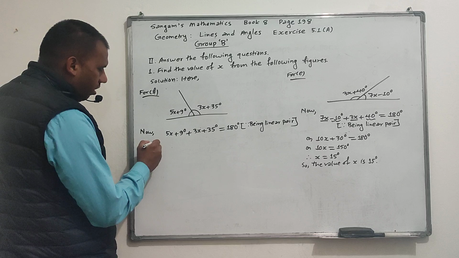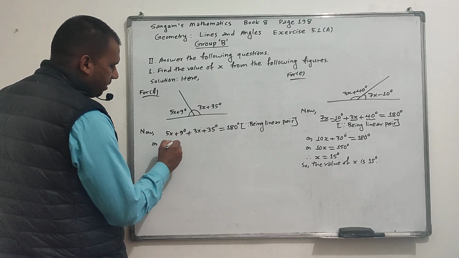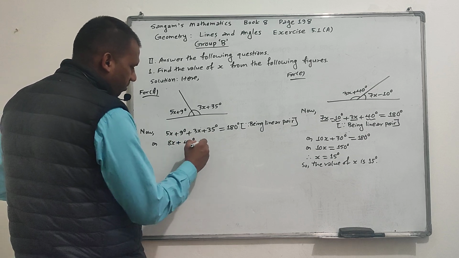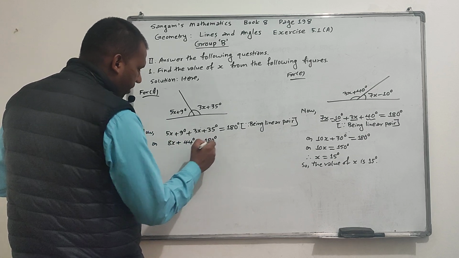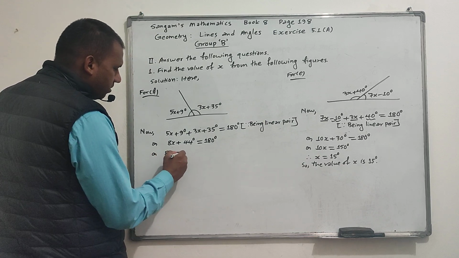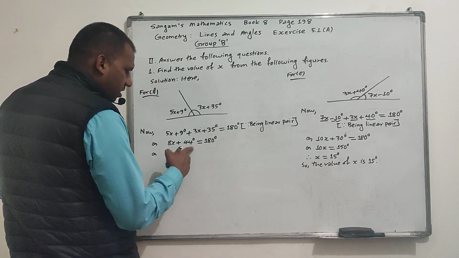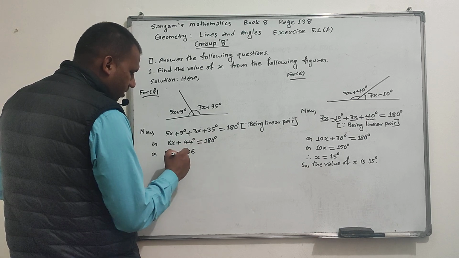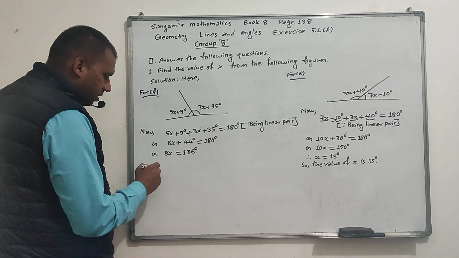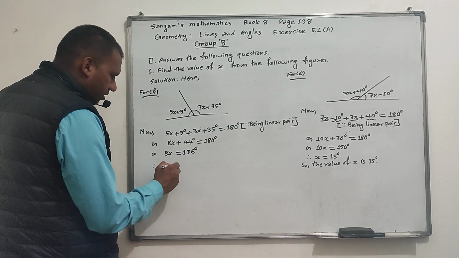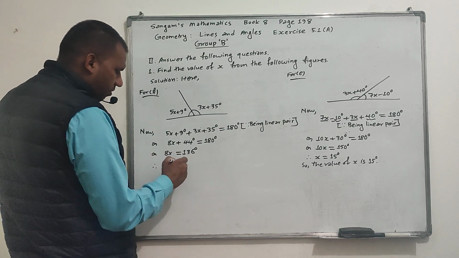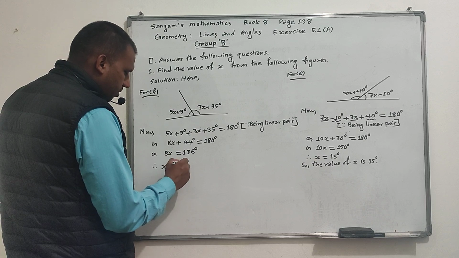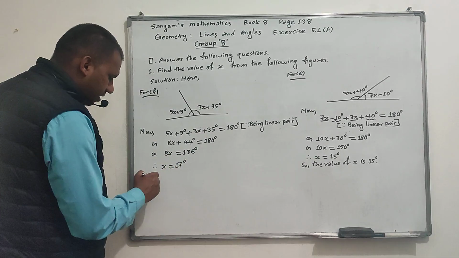pair. Or 5x plus 3x, 8x, 35 plus 9, that is 44. 8x plus 44 degree equal to 180 degree. Or 8x equal to 180 minus 44, that is 136 degree. Therefore, x equal to 136 divided by 8. 8 1 the 8, remaining 5, 5 6, 56. 8 7 the 56. So x equal to 17 degree.